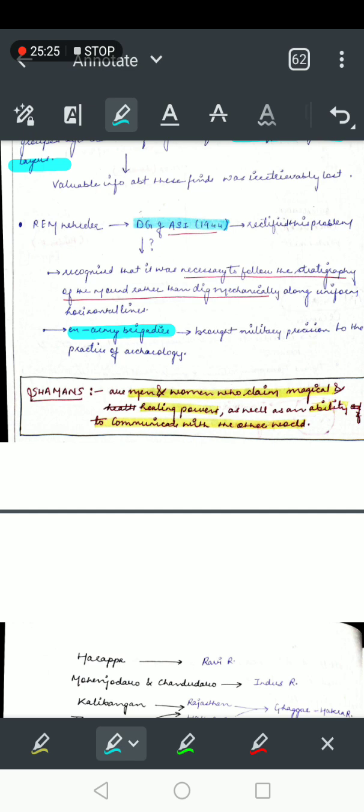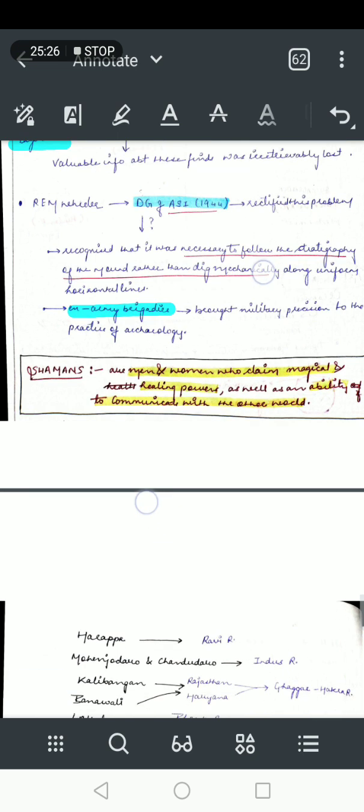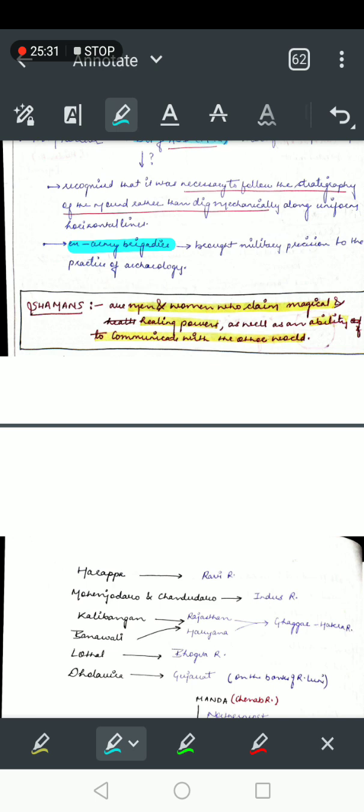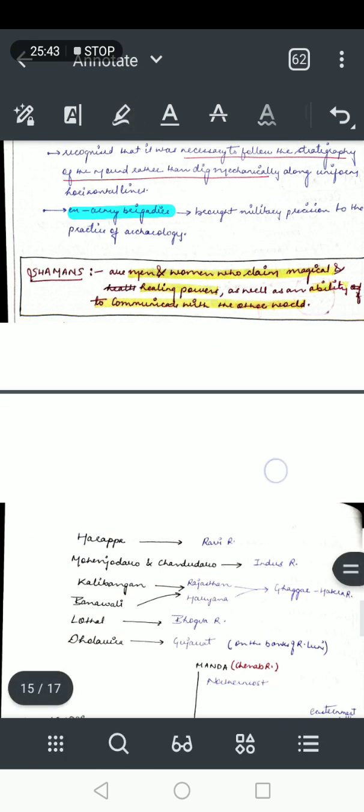Now next, one pointer which I had written. It's a PYQ. The question was about the shamans. Shamans are basically men and women who claim that they had magical or healing powers, and they had the ability to communicate with the other world.